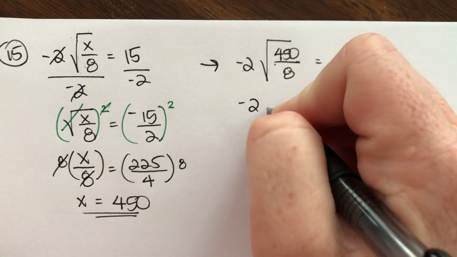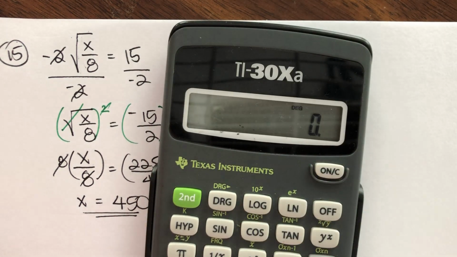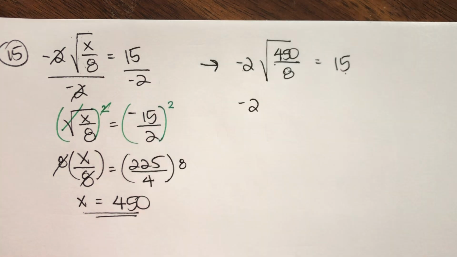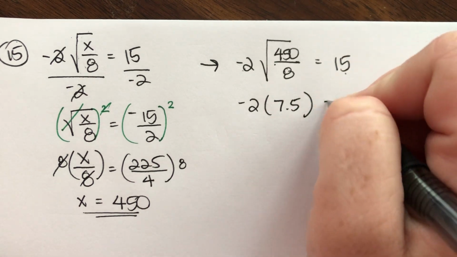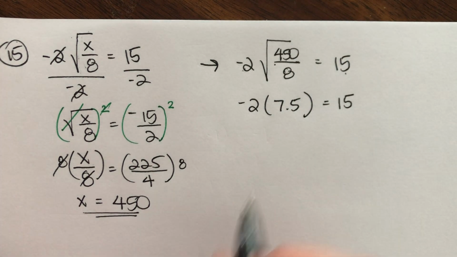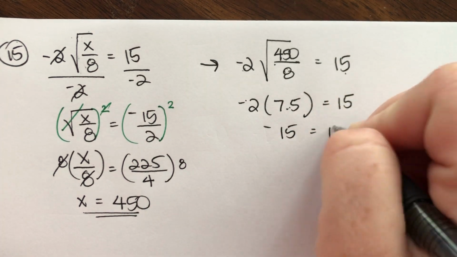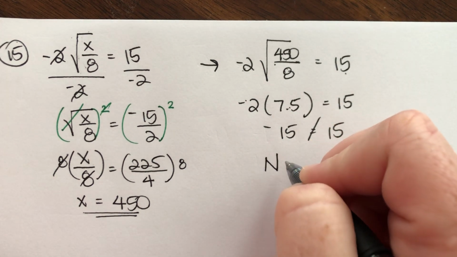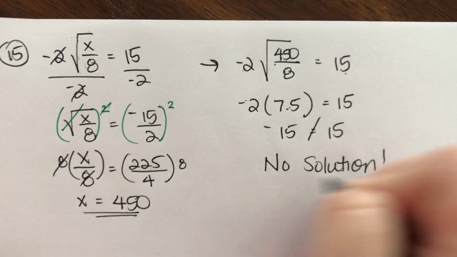All right, negative 2 times the square root of... I'm going to go ahead and divide 450 by 8. And I get 56.25, and then I take the square root, and I get 7.5. So I'm going to multiply this by 7.5 equals 15. Negative 2 times 7.5 is negative 15. But that is not equal to positive 15, and that was our only solution. So we're just going to say no solution.